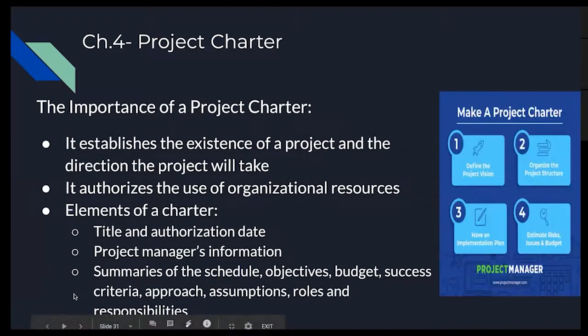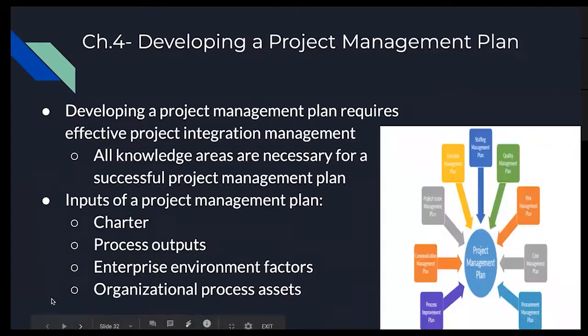Now, moving on, we have the importance of a project charter. And a project charter is really the basis for establishing the existence of a project. It allows organizations to be able to use organizational resources. It establishes what's our schedule? What are the objectives of this project? What's the budget we can have for this project? It's really a roadmap for things to come. And an effective project charter can lead to an effective project management plan and thus an effective project.